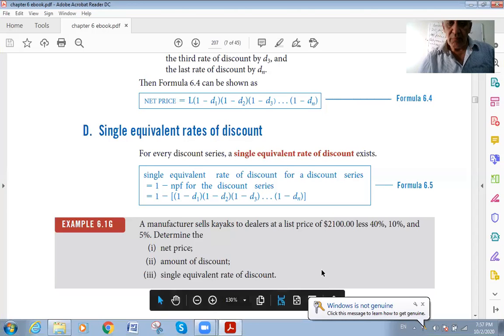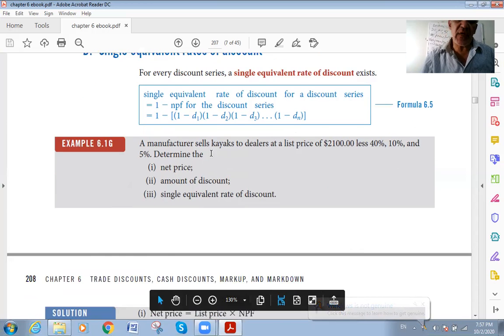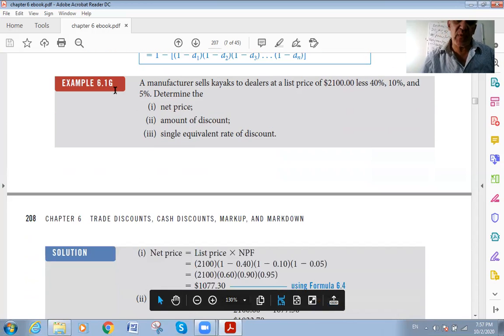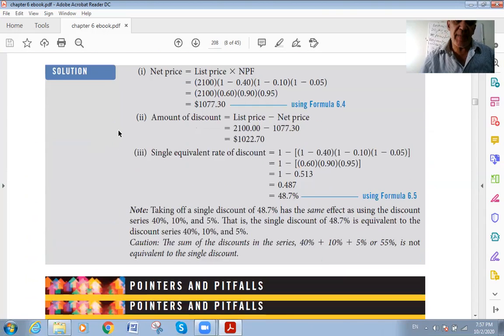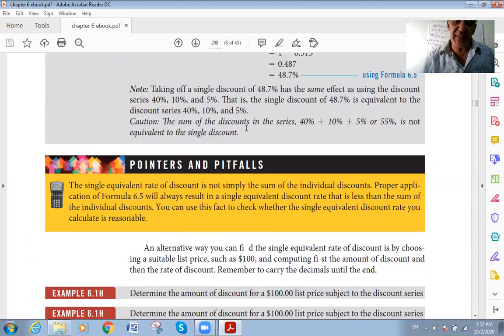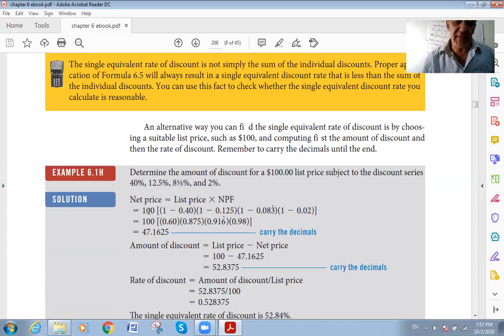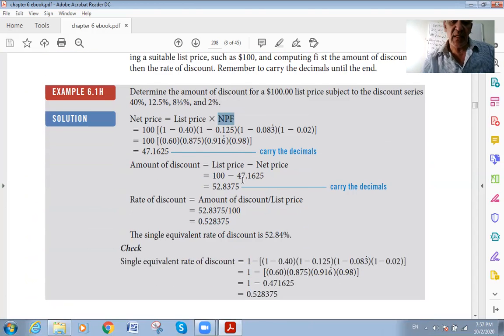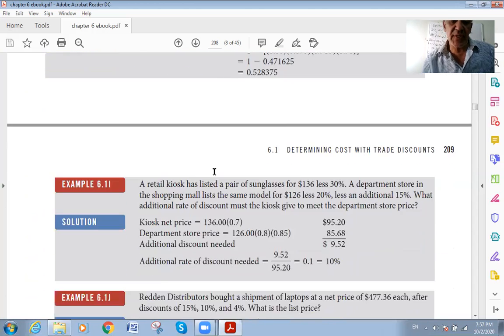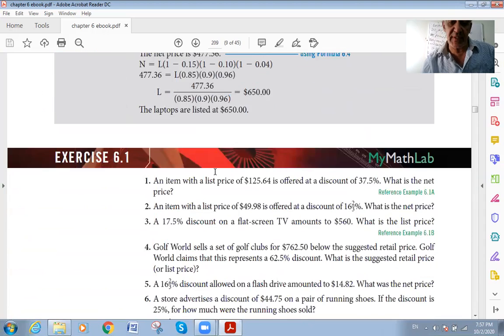So here we go. Like this example, you will have 3 or 4 examples, like 6, 1G. This example, the same example after this, the same example after this. The price equals NP by NPF. NPF means 1 minus the discount rate. So you will get that all the examples are the same here.